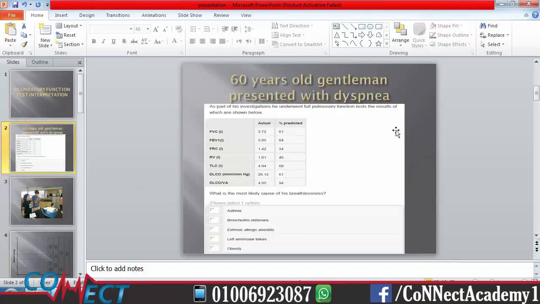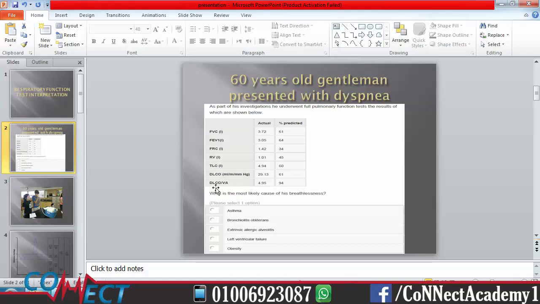Here is the question. A 60 years old gentleman presented with dyspnea. As part of his investigation, he underwent full pulmonary function test. It will give you the vital capacity, the forced expiratory volume in the first second, and residual volume, and the total lung capacity, also diffusion capacity and diffusion coefficient.